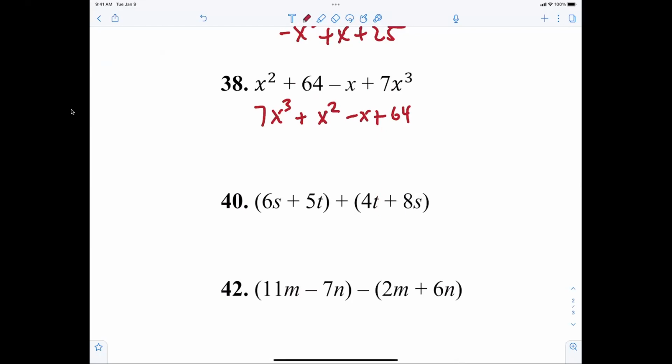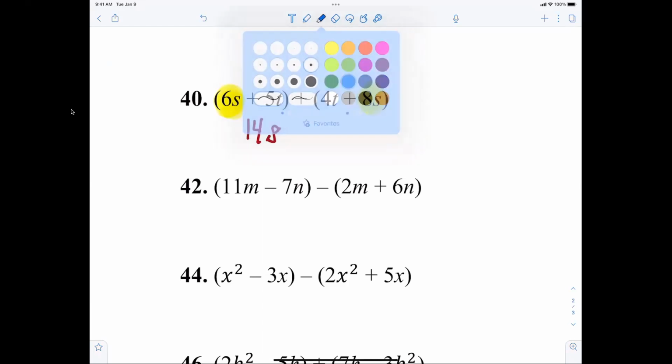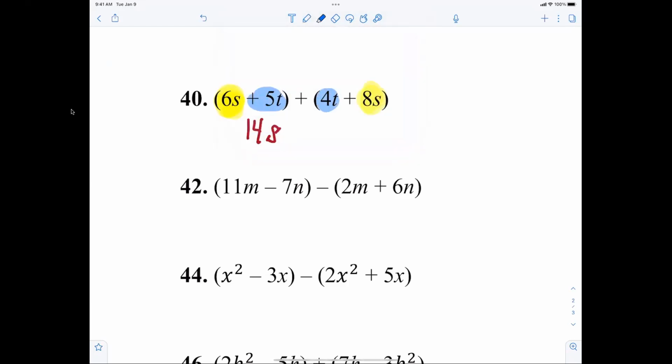Anybody have any issues? All right, Emily, help me with 40 now. Combining terms. Look right here. So that'd be 11. Combine the s's first. 14s. Very good. Plus... That's it, girl. That's all there is to it. 14s plus 9t.